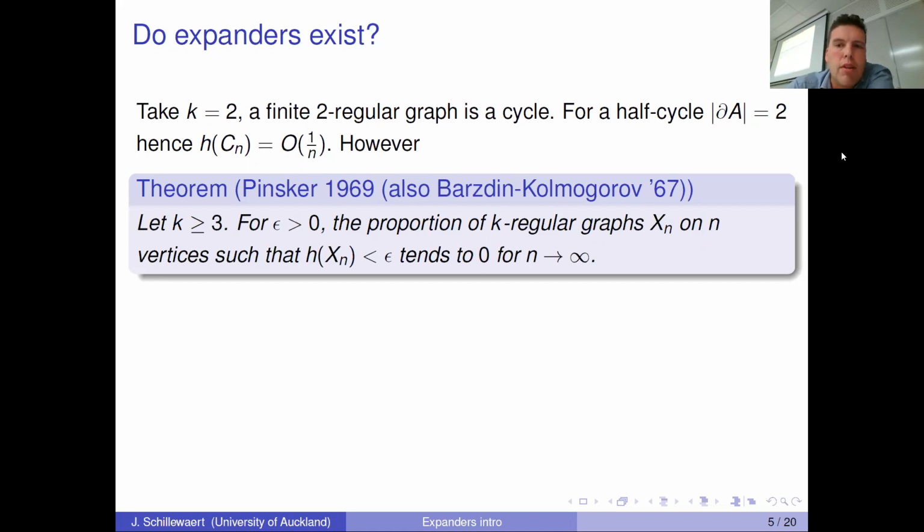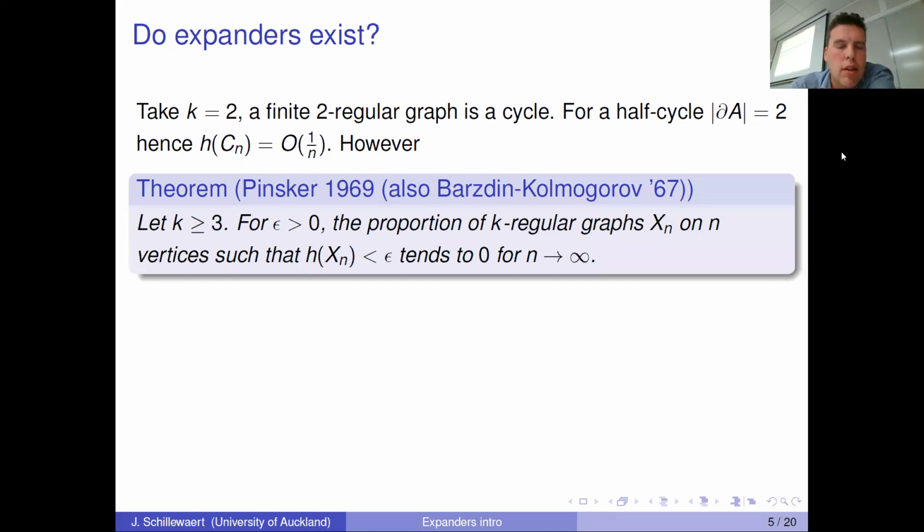So the boundary of A is 2, and if A grows linearly with n, it means that if I look at a cycle of size n, this isoperimetric constant is of the order 1 over n. But as n becomes bigger and bigger, this goes to 0. So it will be impossible for me to find an epsilon independent of n which works for all n. No matter which epsilon I take, I can make n large enough so that I will go below it. Okay, so that's bad news.